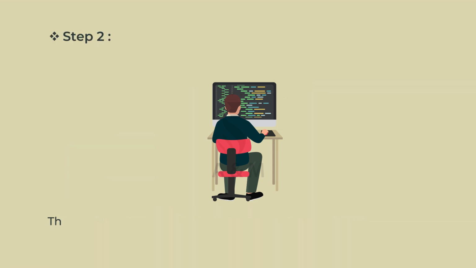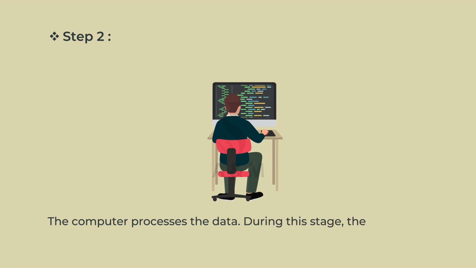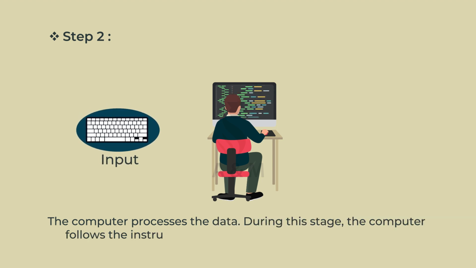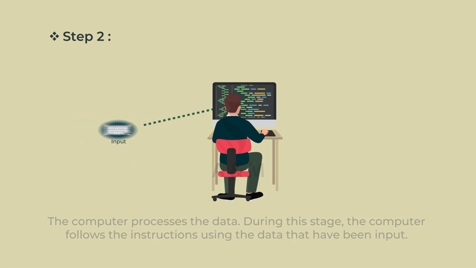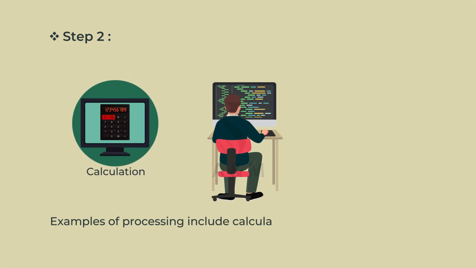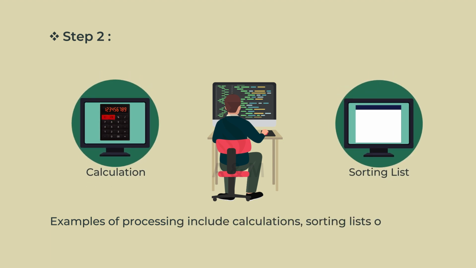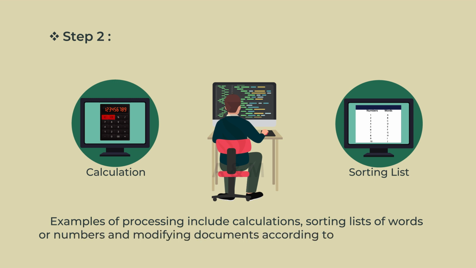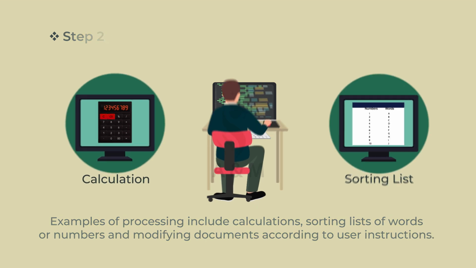Step 2. The computer processes the data. During this stage, the computer follows the instructions using the data that have been input. Examples of processing include calculations, sorting lists of words or numbers, and modifying documents according to user instructions.